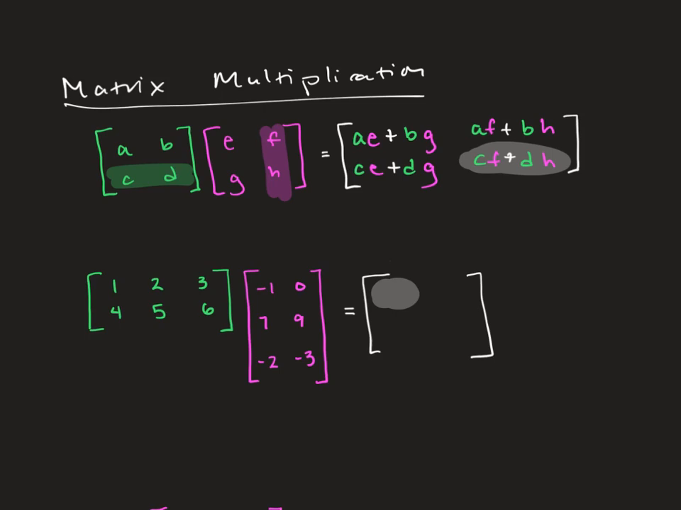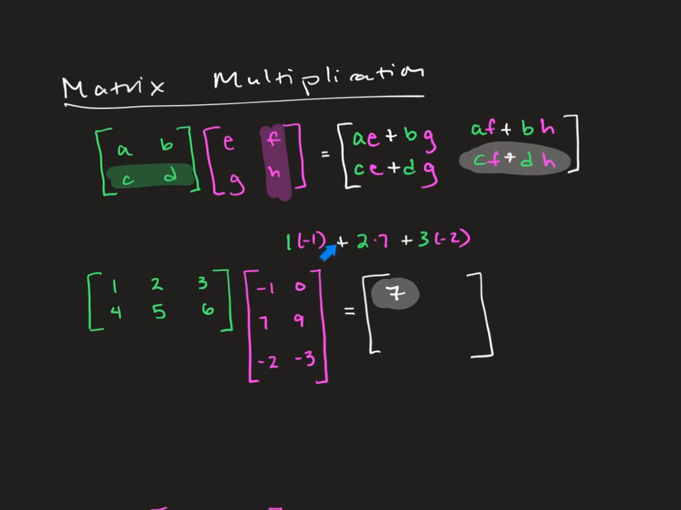What we're going to end up doing is 1 times -1 plus 2 times 7 plus 3 times -2. So we're going to evaluate this whole thing. And since that's the first row and the first column, that's where this is going to go. First row, first column. If you evaluate this, you get -1 plus 14. That gets us 13. Plus a -6 would get us down to 7. So our final answer here is going to be 7.